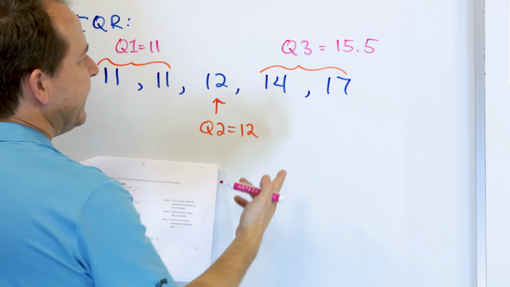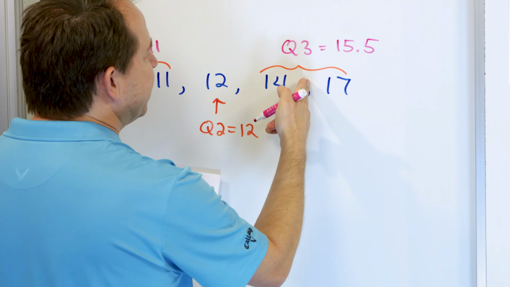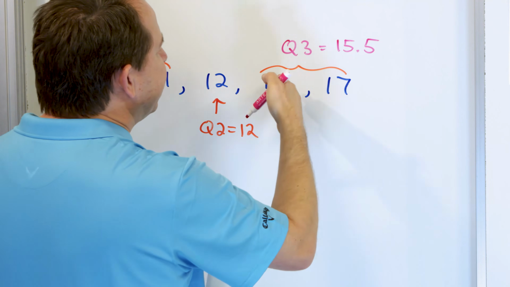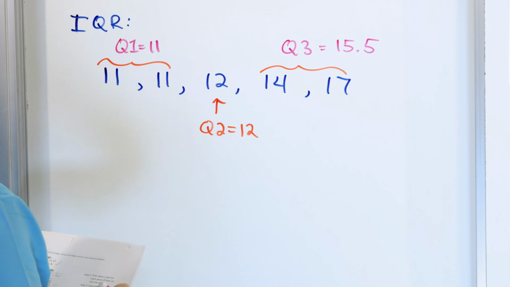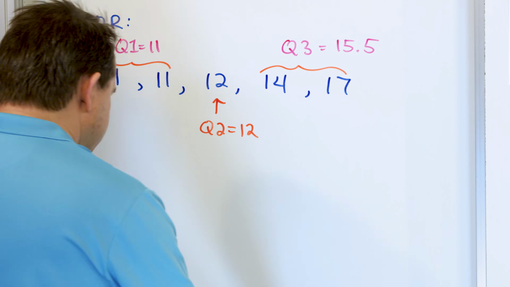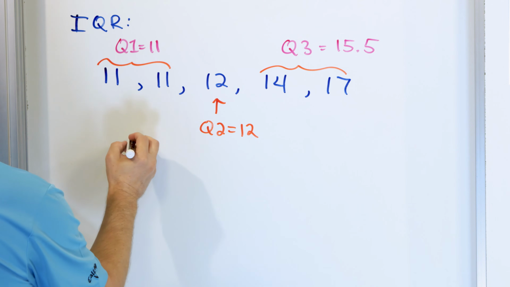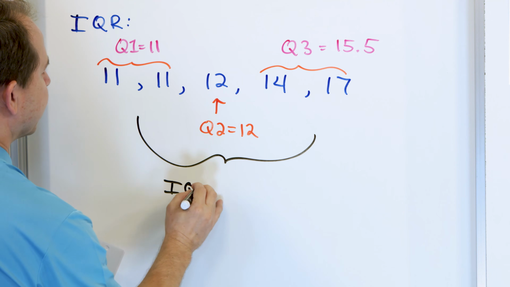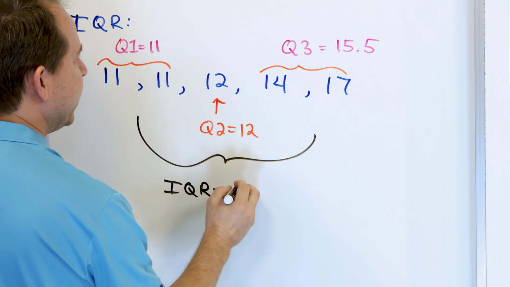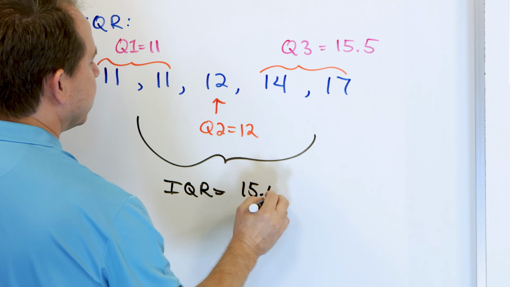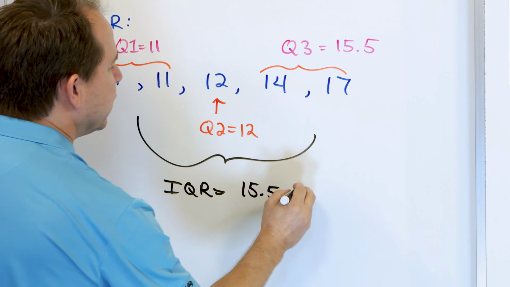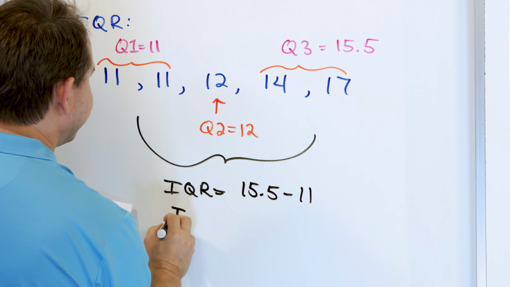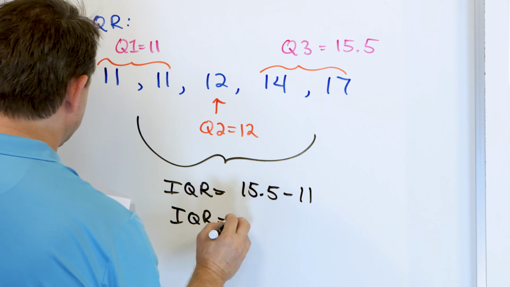Another way of looking at it is, what comes between 14 and 17? You have 15, and then 16, and then 17. So right in the middle is 15 and a half. So that's Q3. And then, if you want to figure out the interquartile range, all you do is take Q3, which is 15.5, and subtract away Q1, which is 11. So 15.5 minus 11, the interquartile range is equal to 4.5.